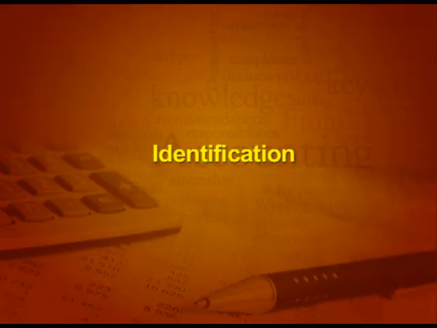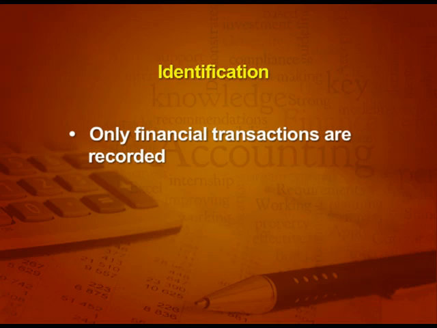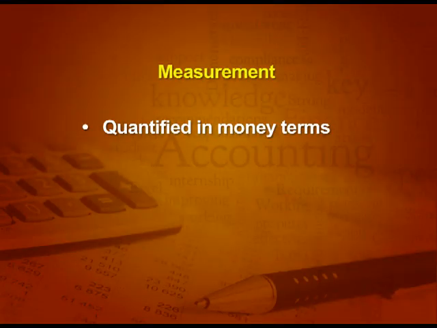Now, let us see one by one what we mean by these 4 terms. Identification means we have to see that only and only financial transactions are recorded. Suppose there is a very good employee who is going to give benefit to the organization, but we cannot record it because we cannot express it in financial way, right. So, only financial transactions have to be identified. Then we have to measure these transactions. Transactions can be measured in money terms only, because in accounts we record in rupees, not in quantity, not in kilograms, only in rupees we record.